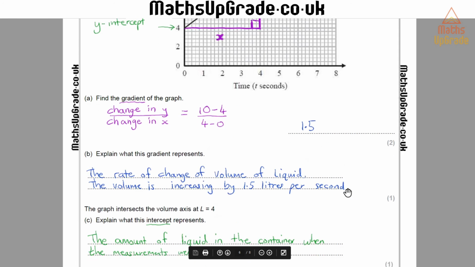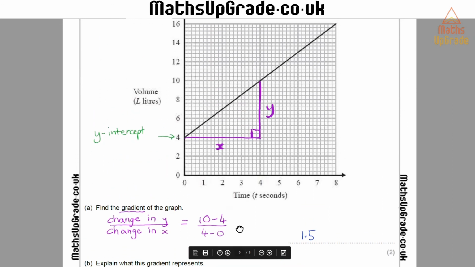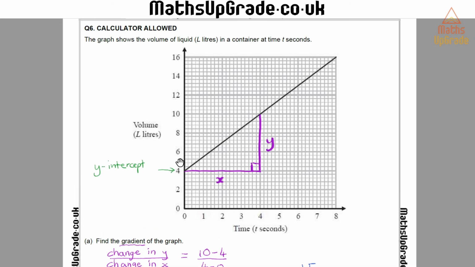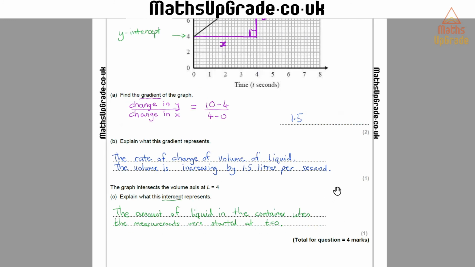Part C, explain what the intercept represents. We're told the intercept is here 4. So what does the intercept represent? The intercept here represents the volume at 0 seconds. Look, 0 seconds. So it's the starting volume, it's the starting amount of water in that container when we started measuring. The whole question there was worth 4 marks.